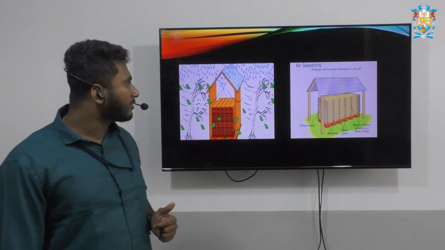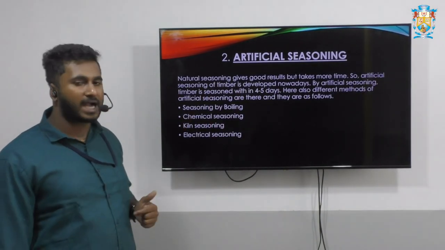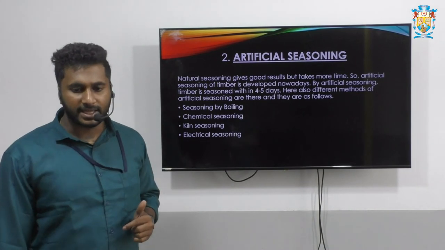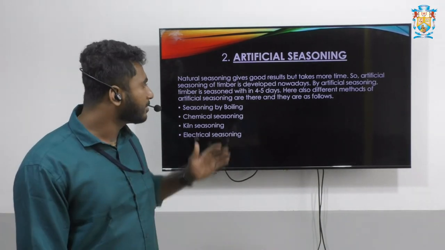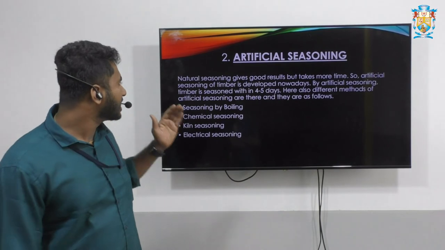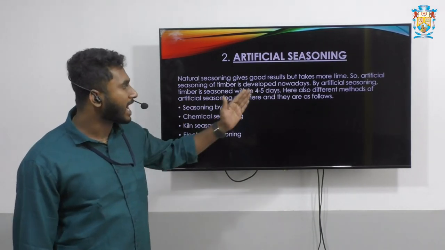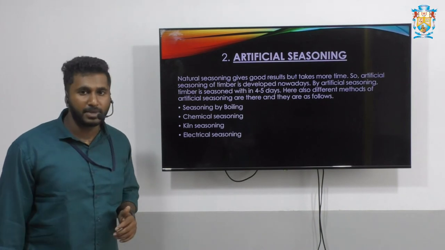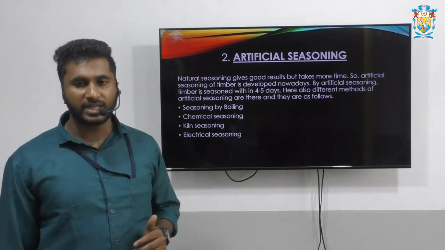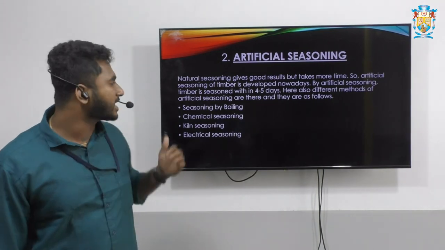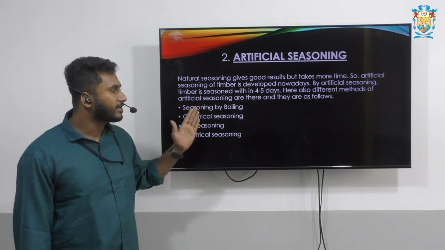So next we'll move on to artificial seasoning. Natural seasoning gives you good results but takes more time. So artificial seasoning of timber has been developed nowadays. By artificial seasoning, the timber is seasoned within 4 to 5 days. Here also, different methods of artificial seasoning follow.